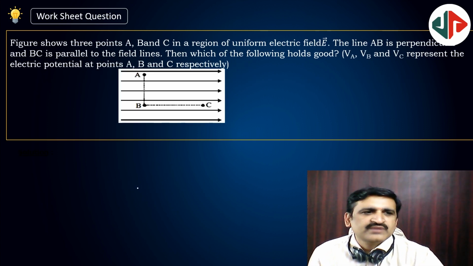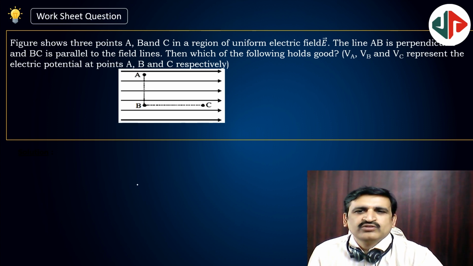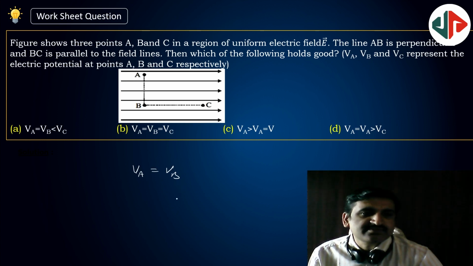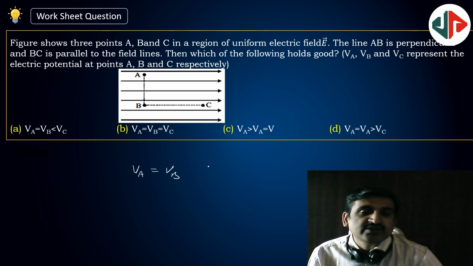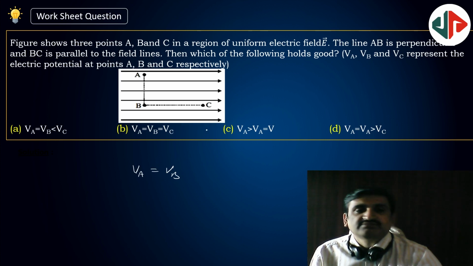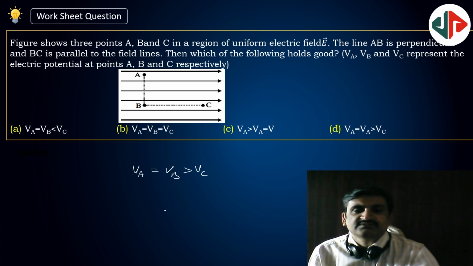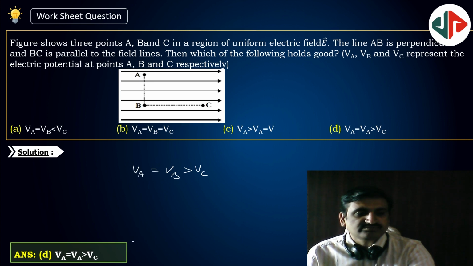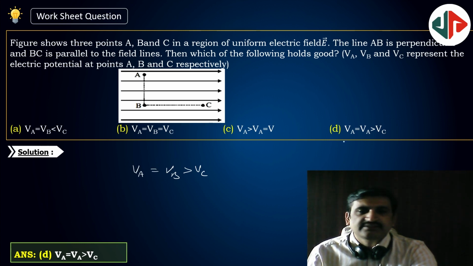Three points A, B, C. The line AB is perpendicular to BC. Then which of the following holds good? Potential at A will be equal to potential at B, remember. In the direction of field, potential decreases. So this will have low potential C. So VA, VB, VC. This is actually B.